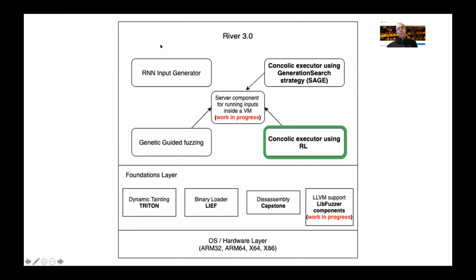And this is our collection of current tools, like the input generator using recursive neural networks, and the genetic guided fuzzing, which is more like AFL or libFuzzer, but at binary level. It doesn't require recompilation or knowing about the source code. This is the concolic execution using the SAGE method. And this is the component that I will be talking about in this presentation, the concolic executor using reinforcement learning.